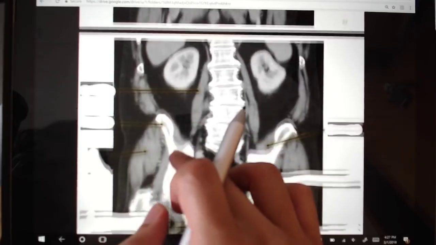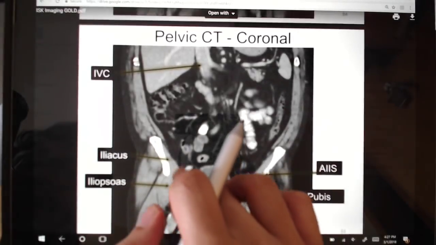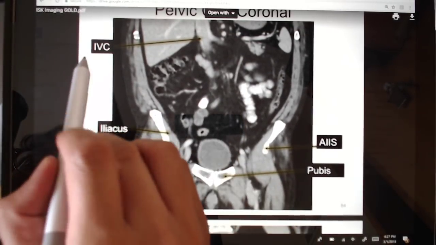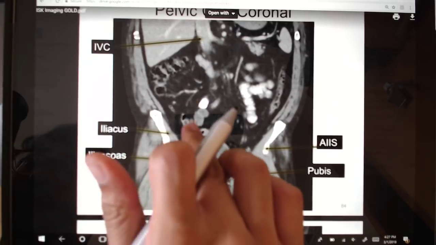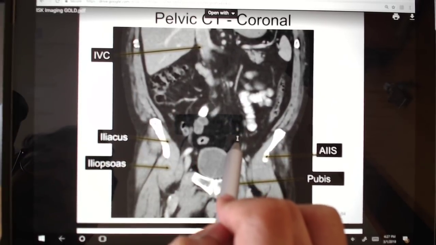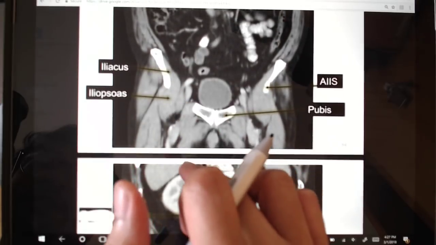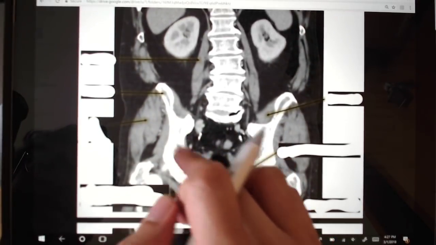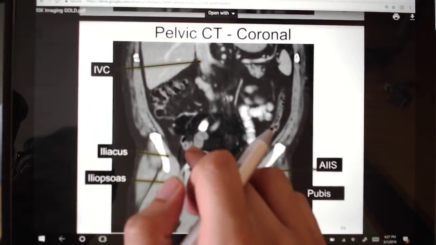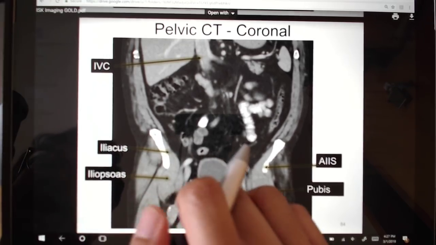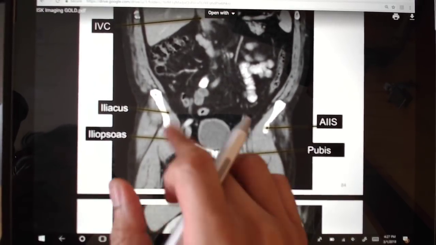So what you're looking at here is your IVC and so on. These are going to be blood vessel landmarks. This is a CT, but if they gave you an MRI, it would be different. So just make sure you know what you're looking at. Once again, your bony landmarks are going to help you out.